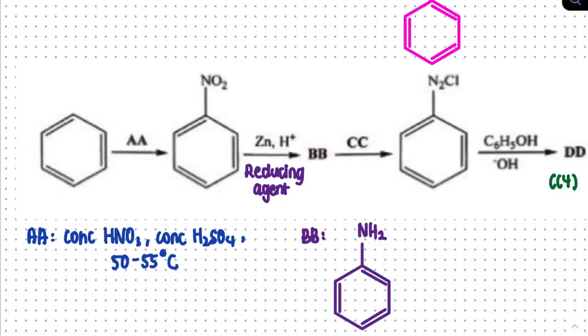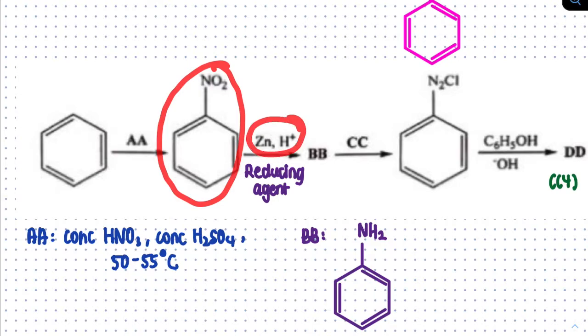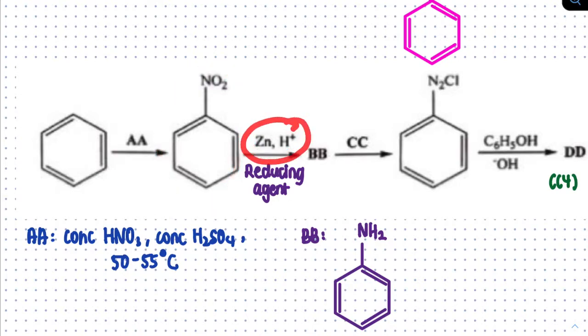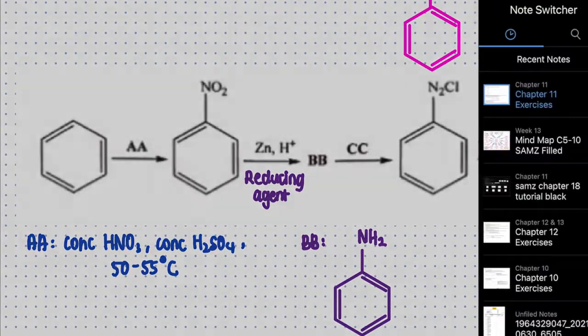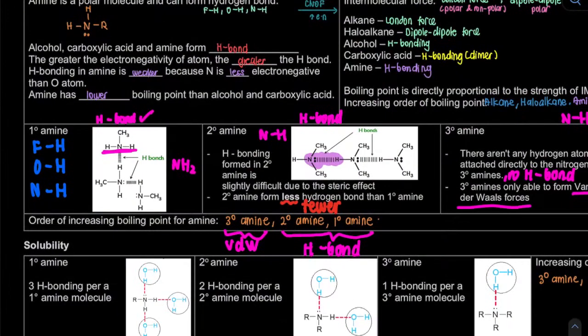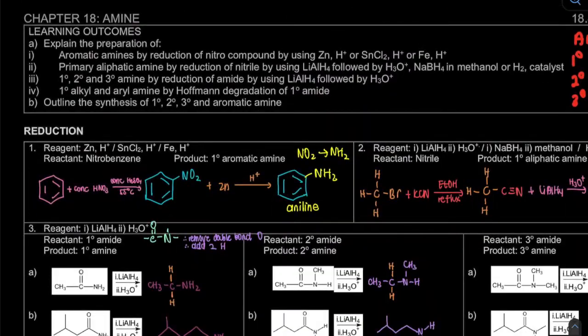Okay, so from our nitrobenzene, kita reaction dengan zinc H+. Zinc H+ ni is a reducing agent. Okay, so kita tengok balik pada nota chapter Amine kita itself. So we have our nitrobenzene kan. Okay, ni reagent zinc H+. So what happened is that from our NO2 dia terus jadi NH2.